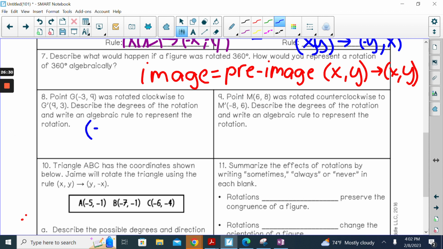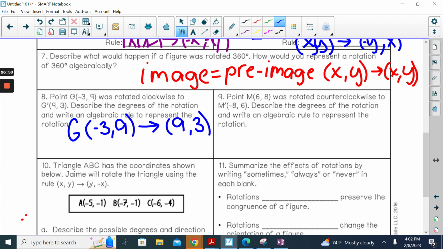We have point B at negative 3, 9. I want you to try and come up with a rule. So if we had point B at negative 3, 9, and then it became 9, 3, think about, did x and y switch? What had a sign change or didn't have a sign change?